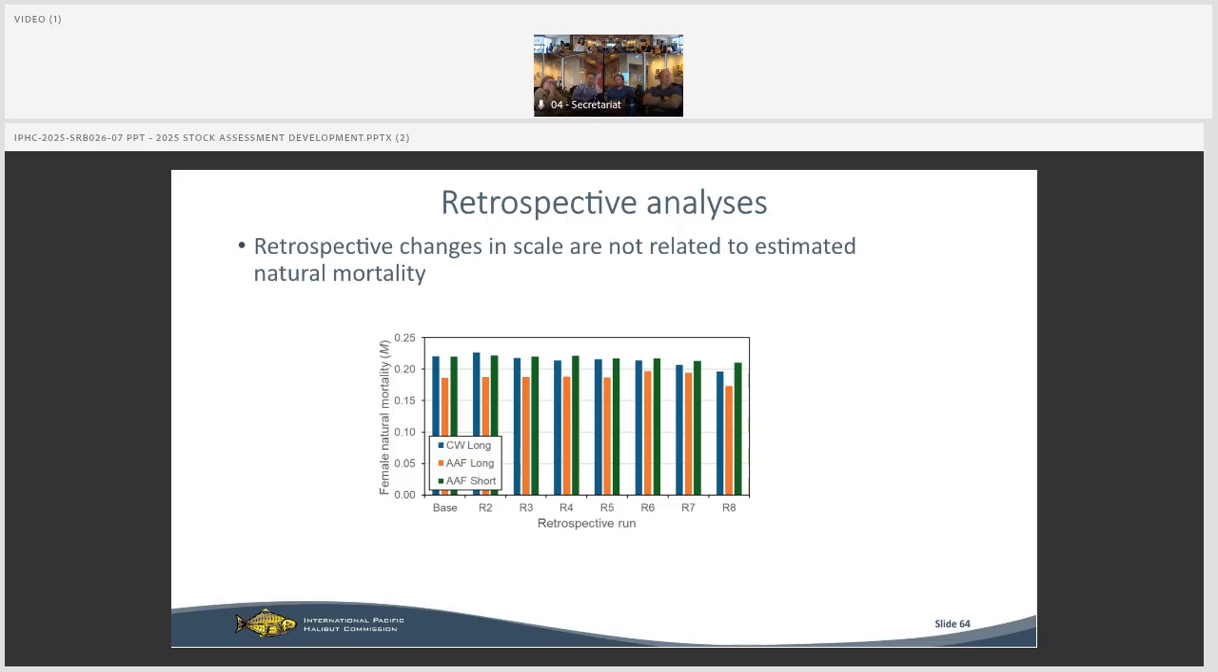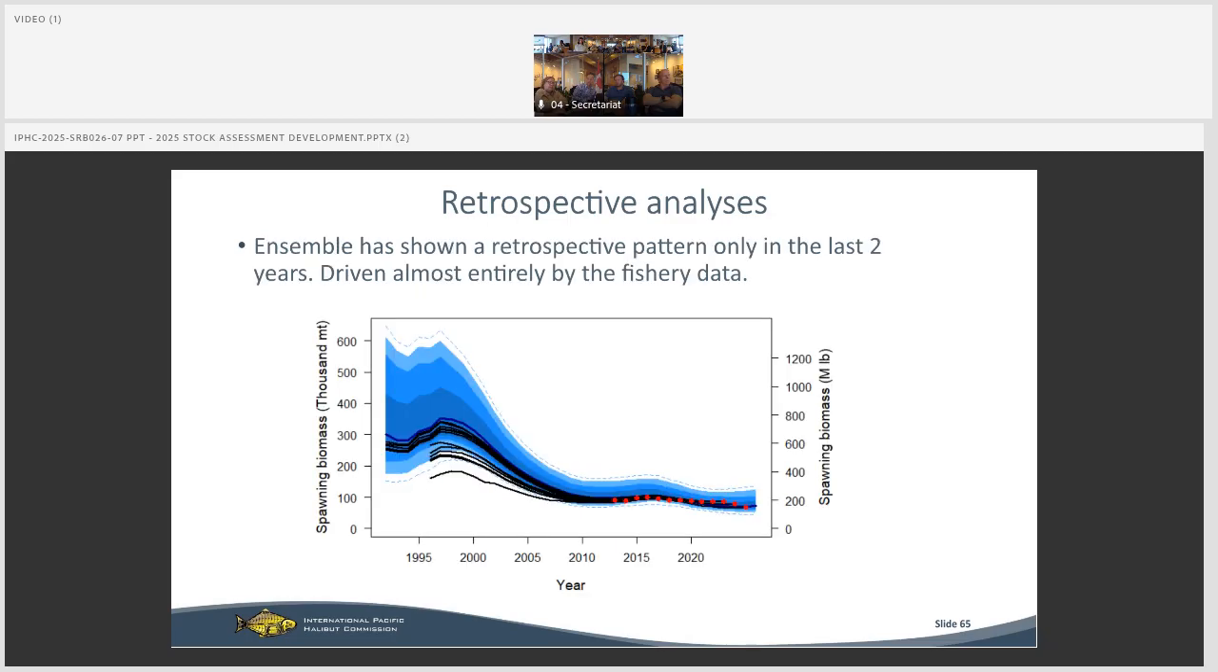You will note that in reality, the models that we've been using have not shown that kind of a retrospective pattern. So these red dots are the terminal estimate of each of the actual stock assessments each year. We have seen a bit of a retrospective pattern in the last 3 assessments, and that's the last 2 years. Much of our exploration has been in why are we seeing this drop in the results compared to the previous years, and it's been driven almost entirely by the fishery data.